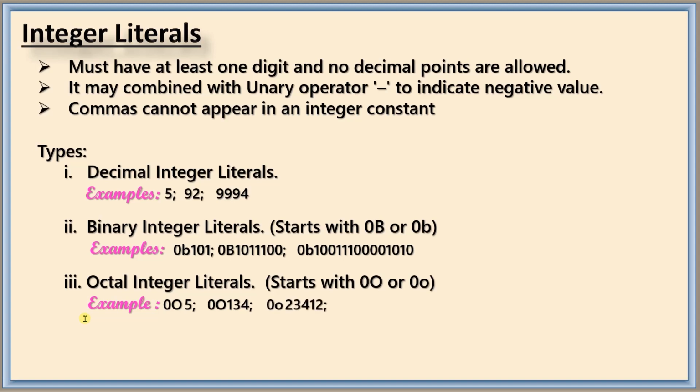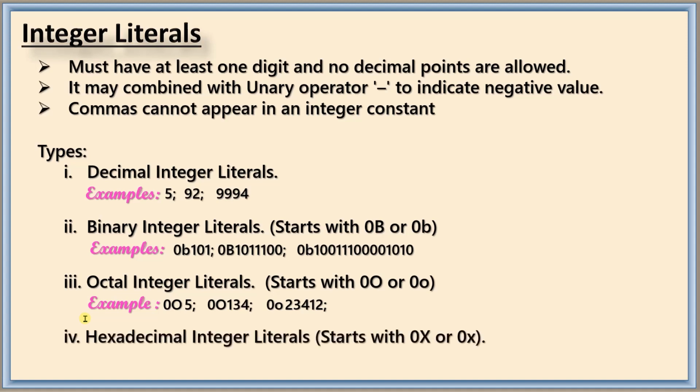The next number 0023412. So next we are having hexadecimal integer literals. So hexadecimal means 16 digits are there. To mention this, we need to start always with 0 and then X may be there as a small letter or a capital letter.